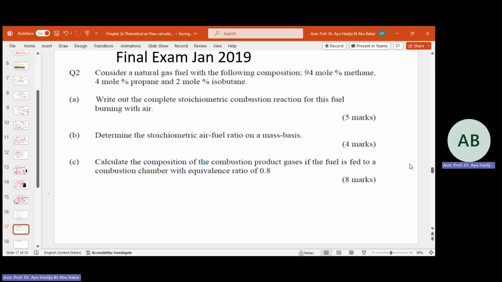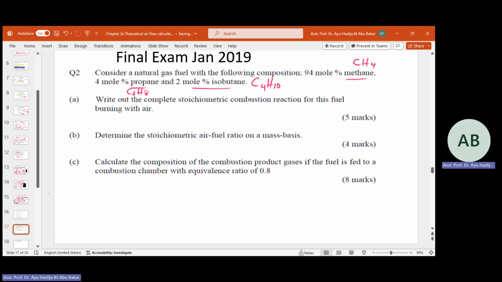Okay, we proceed. Now for the exam 2019, I ask you to consider a natural gas fuel with the following composition: 94 mole% of methane, 4 mole% propane, and 2 mole% isobutane. Okay, isobutane ni is C4H10. Methane CH4. Propane C3H8.